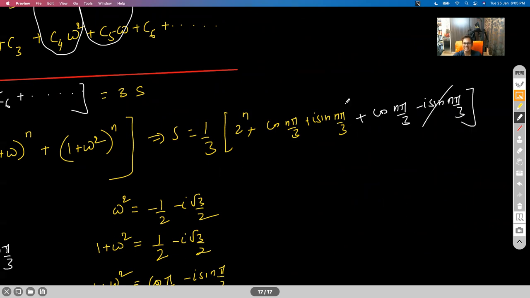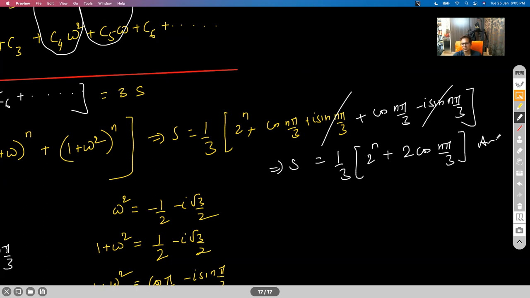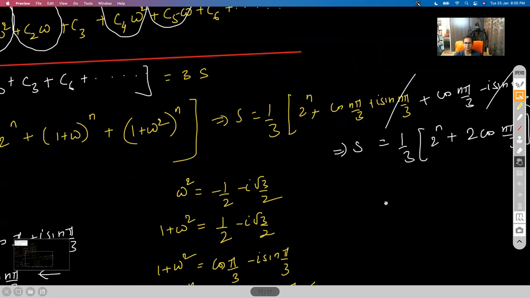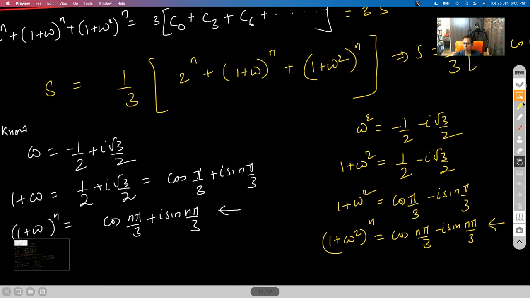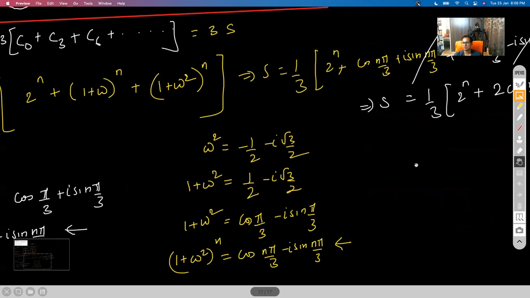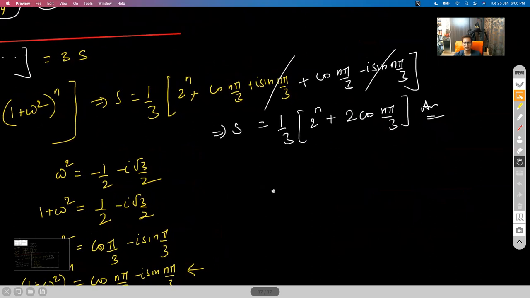Now automatically you will see the i related terms will get cancelled off, thereby giving your answer to be 1/3 of 2 to the power n plus twice of cos n pi by 3. This is your answer. Is it fine? Any questions, any concerns? Do let me know. Clear? Happy?